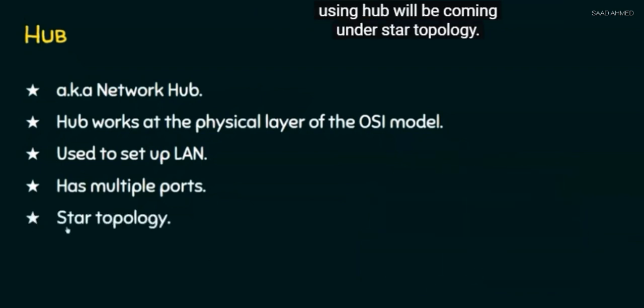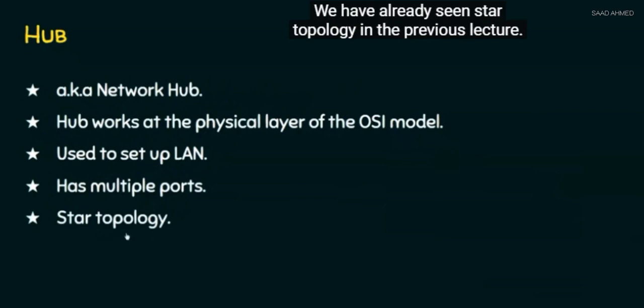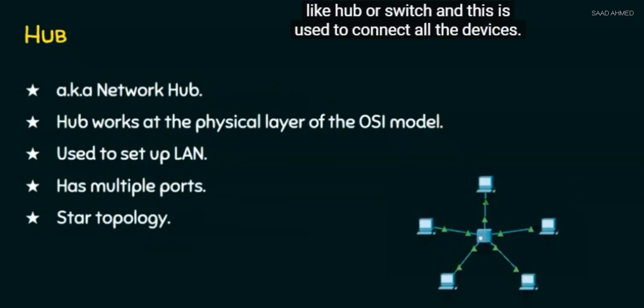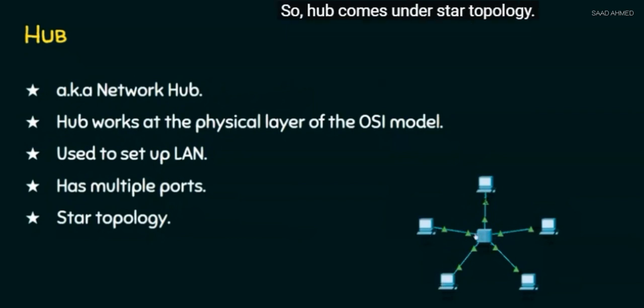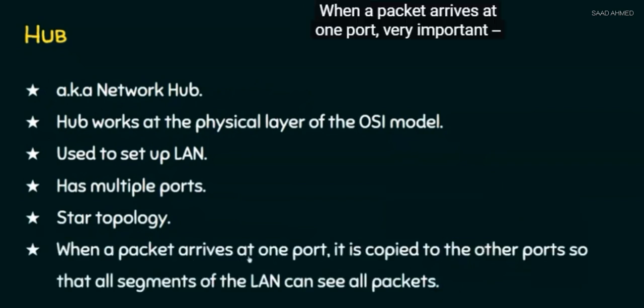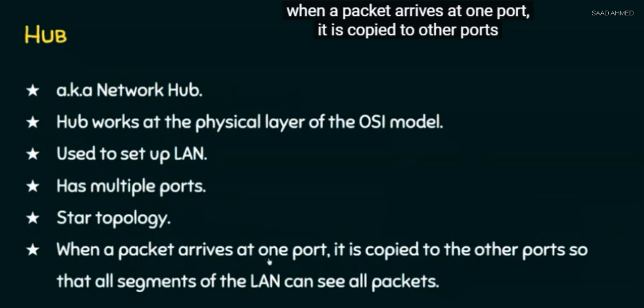So we are going to use a star topology here. In star topology, you can see the hub at the center, and we have the end devices, computers, 5 computers connected, and we'll see the working principle of a hub now. When a packet arrives at one port, it is copied to the other ports so that all segments of the LAN can see all packets.